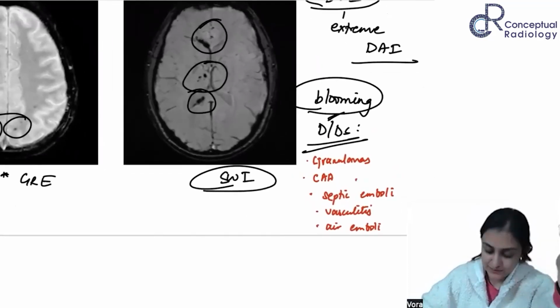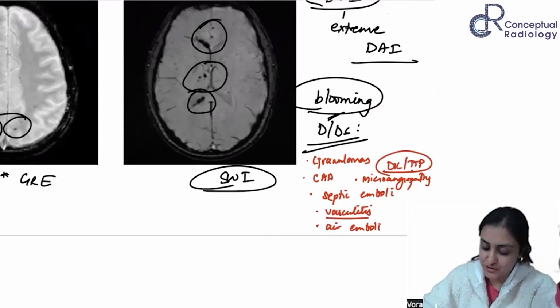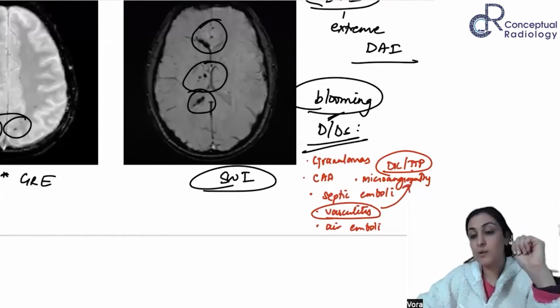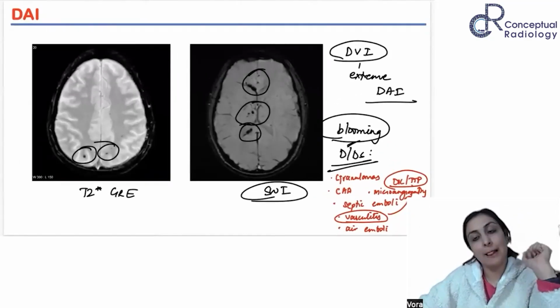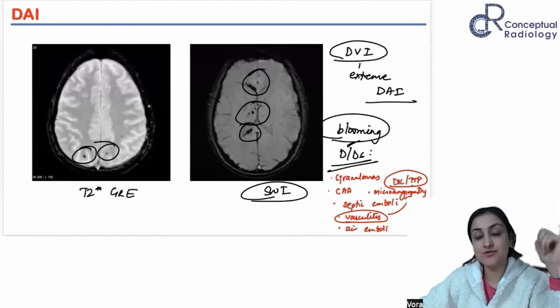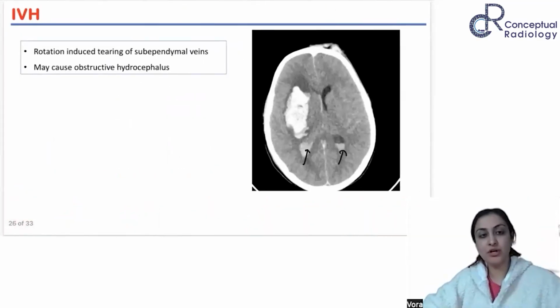Right. Any, yes, very nice. Any microangiopathy for that matter. So if you have DIC, you have TTP. Any cause of small vessel vasculitis basically will result in these small bleeds. Okay, so this is again a list that you want to remember. DDs for multifocal blooming. Okay, moving on to IVH.